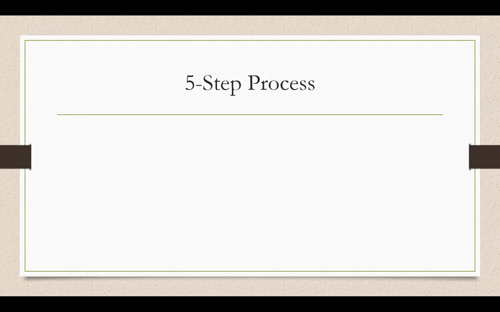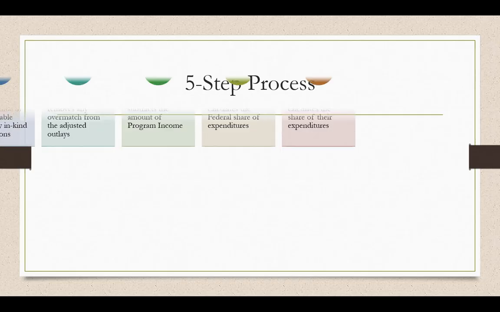Before we jump into our scenario, let us first introduce the 5-step process we will be using to determine the information needed to complete the SF425. The amounts used are based upon the amounts listed in the Notice of Award and the actual expenditures upon completion of the award period of performance.